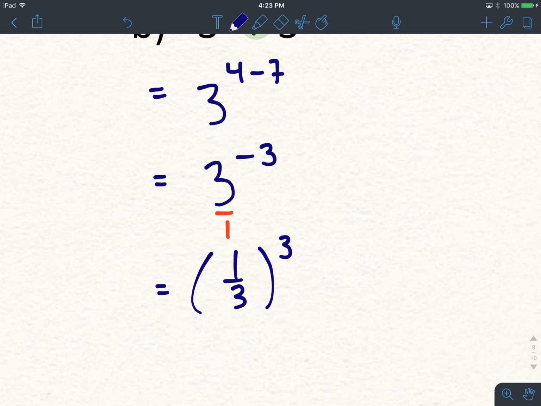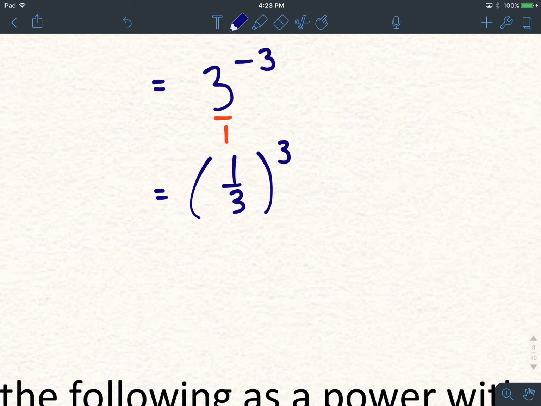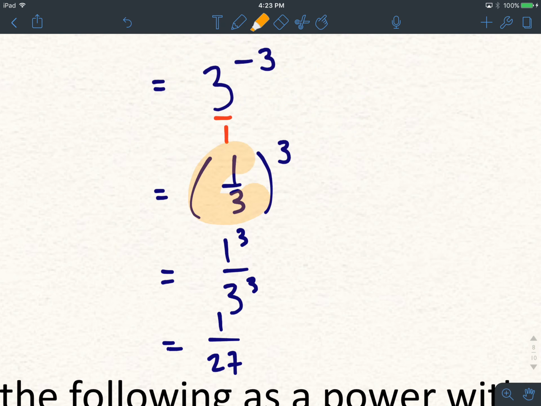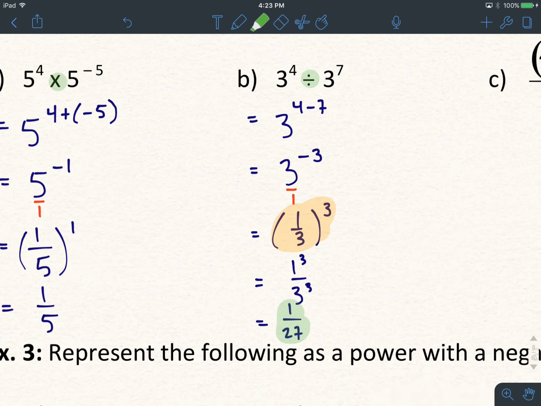Okay, so this is simplified. Now we're going to evaluate. Evaluating means 1 cubed over 3 cubed. If we do that, that's 1 times 1 times 1, which is 1, and 3 times 3 times 3, which is 27. So there is our second. Maybe I'll do a little bit of highlighting. I said I wouldn't, but I'm going to do a little bit. This is simplified right here, positive exponent, and this is evaluated down here. Okay, got a couple more here.